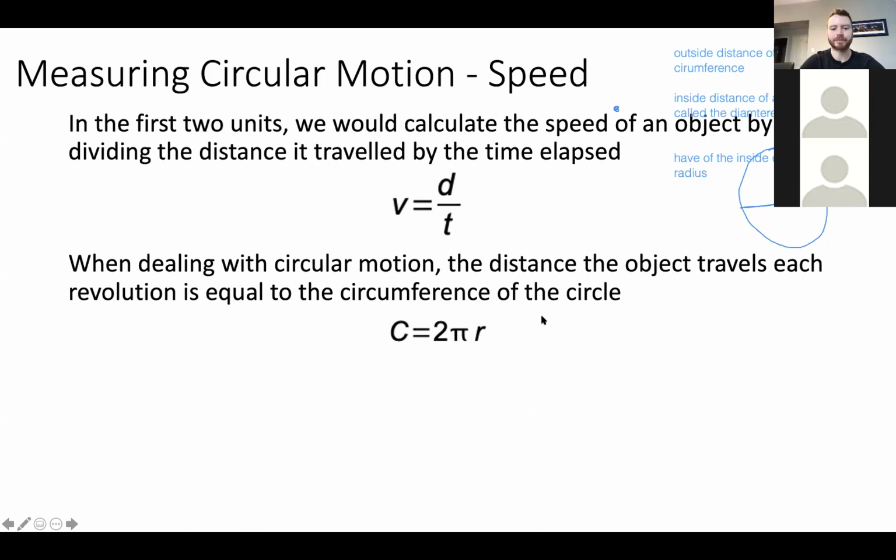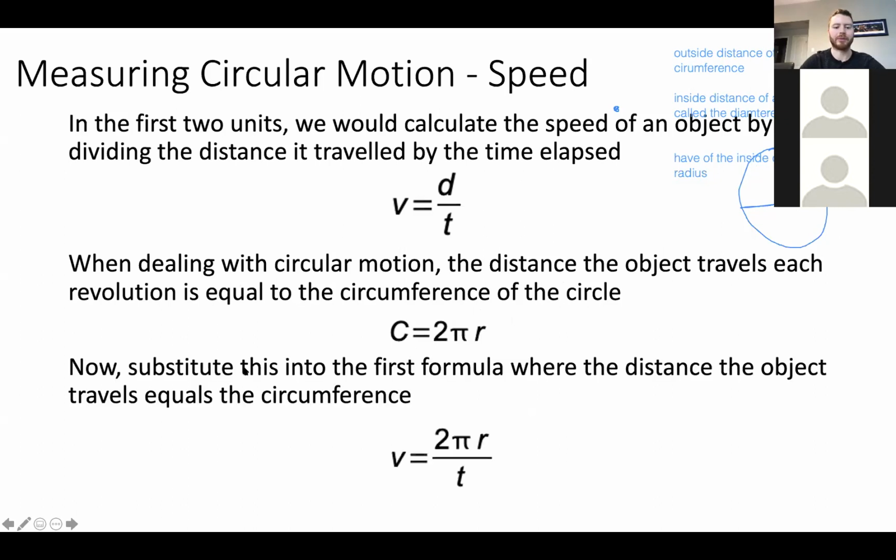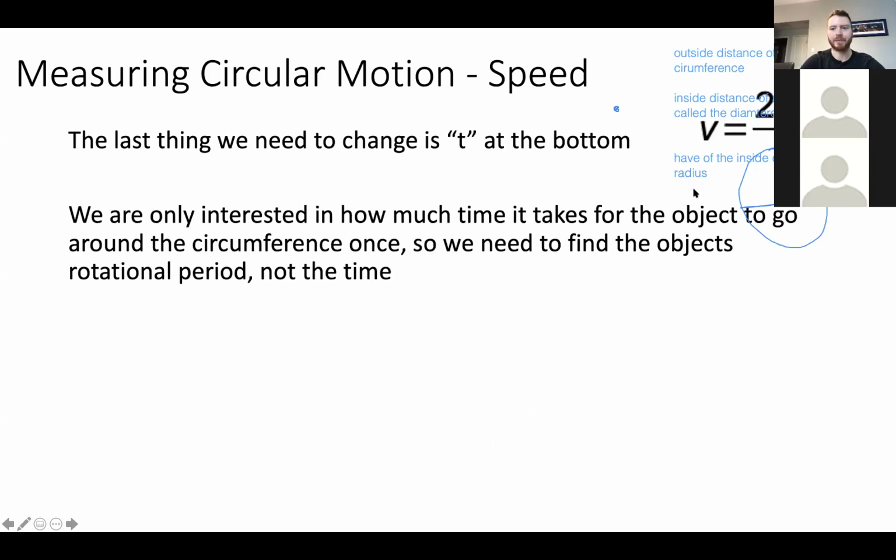Now, if we substitute this formula into our velocity formula, we will substitute the distance of the circle with the 2 pi r, because in circular motion, the distance is going to be the circumference of the circle. And still, we're going to be dividing by time to find that.